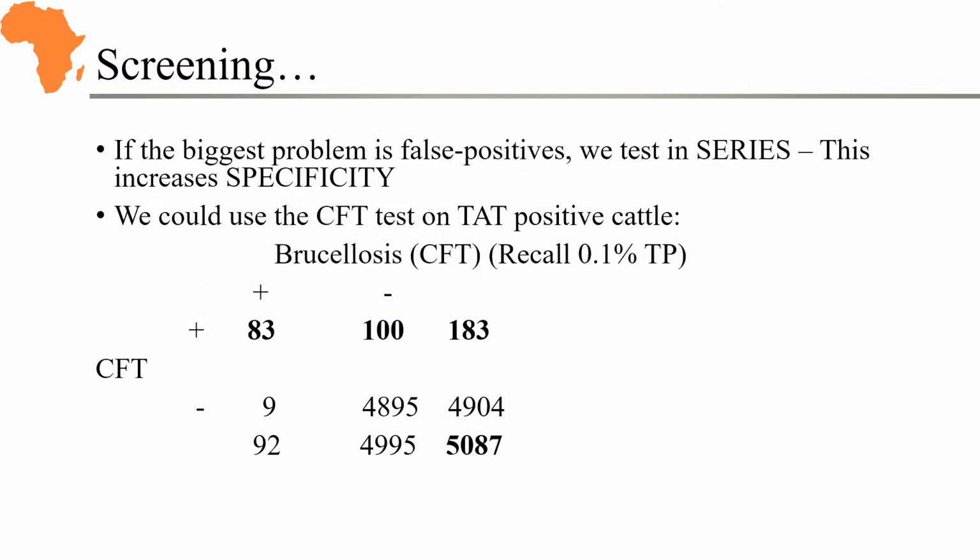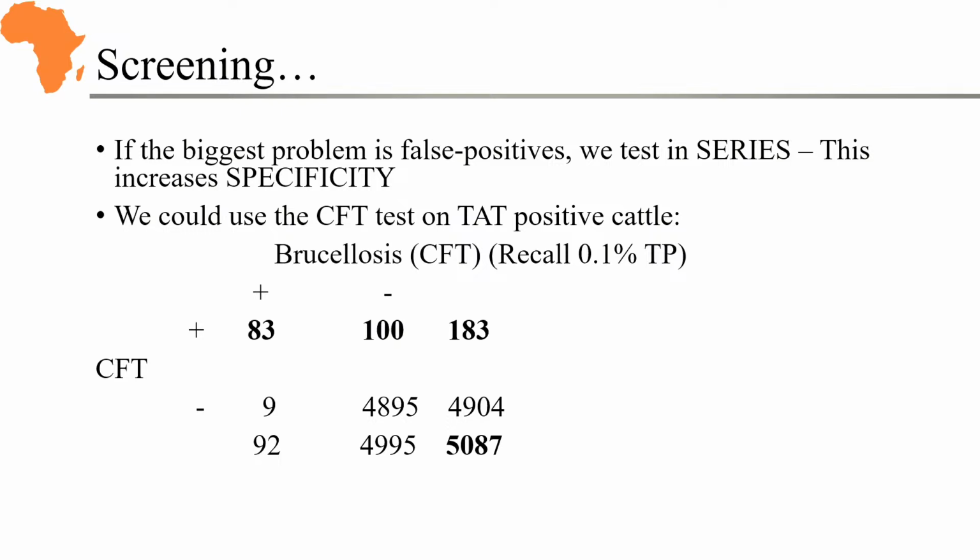So, we did a TAT, the tube agglutination. And we got our results. Now we are doing a CFT, complement fixation test. The biggest problem is false positives. We test in series. Take note, if the biggest problem is false positives, we test in series. We are increasing the specificity. In series, positive goes to positive. Nakumbuka? By that we are increasing the specificity. It's counterintuitive, but think about it. We are increasing the specificity of the testing program so that we know those who are negative are truly negative.